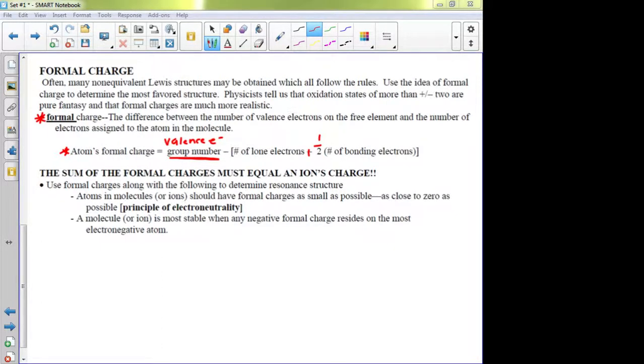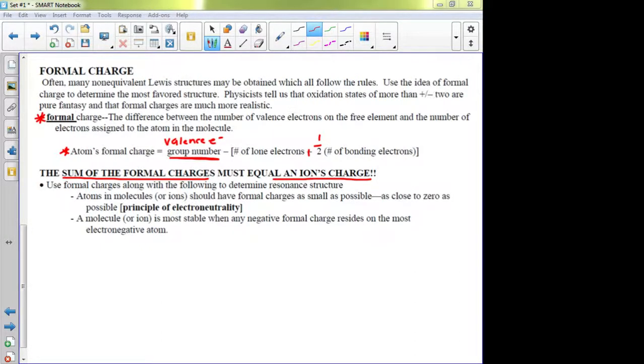Notice that the sum of the formal charges must equal an ion's charge. So if it's a neutral atom, then the sum of the formal charges has to equal 0. If it's a polyatomic ion, like we're going to do sulfate in just a minute, what's the charge of sulfate? 2 negative. So since the charge of sulfate is 2 negative, when we add up the formal charges, it has to equal -2. So that's how we're going to do it.